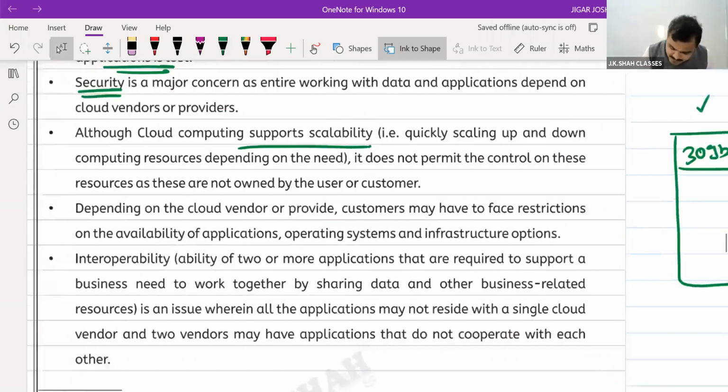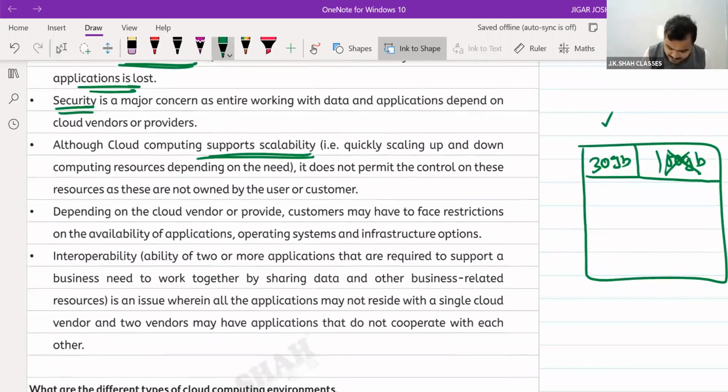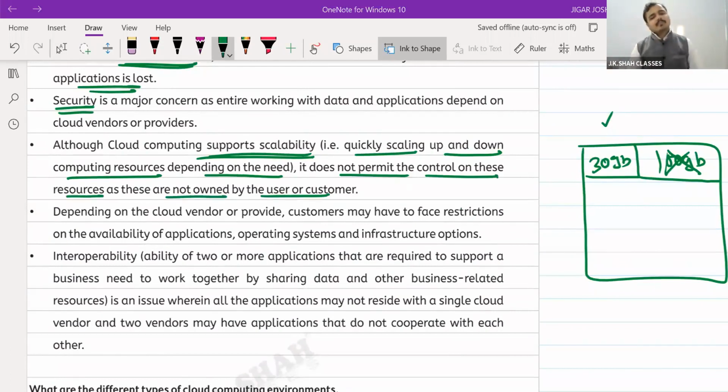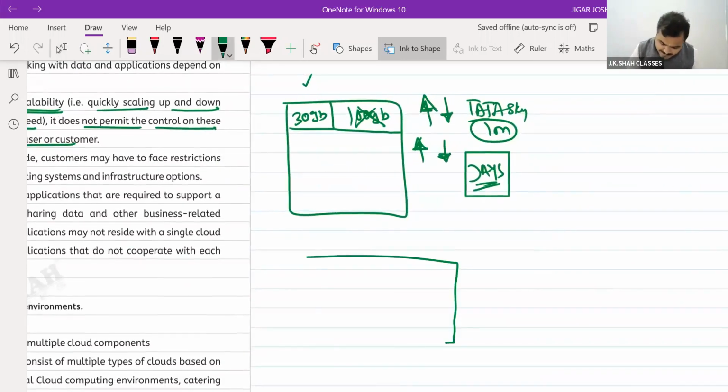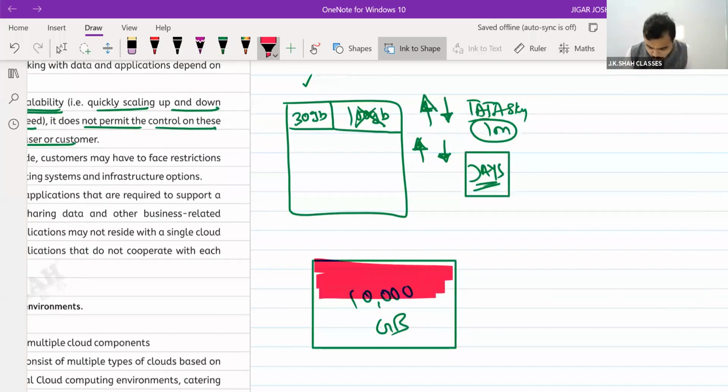Although cloud computing supports scalability, that is quickly scaling up and scaling down the computing resources depending upon the need, it does not permit control of these resources as they are not owned by the user. Second major thing: suppose GoDaddy has created a cloud of 10,000 GB, and the whole cloud is full.